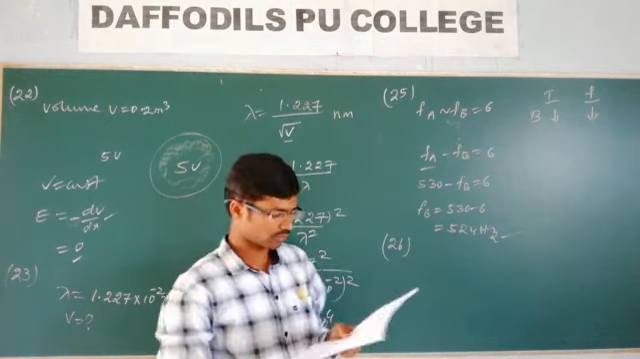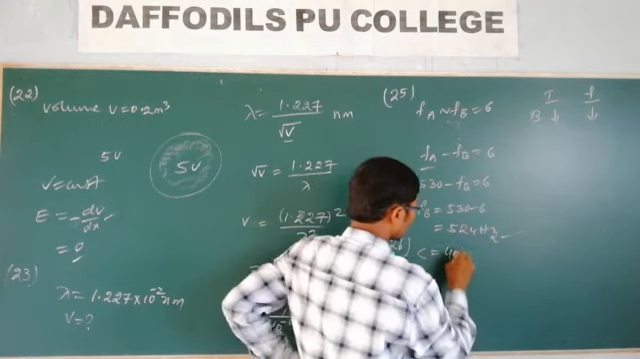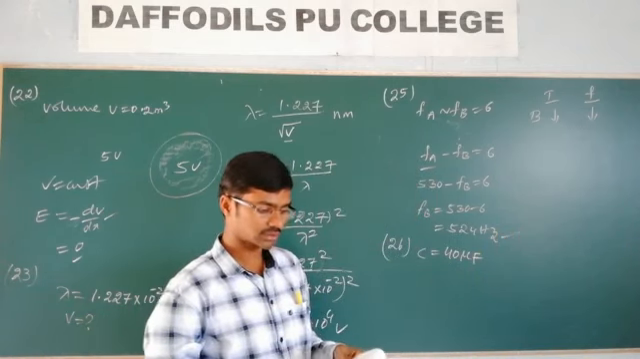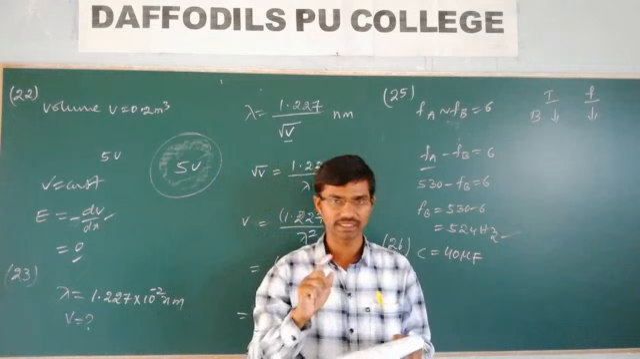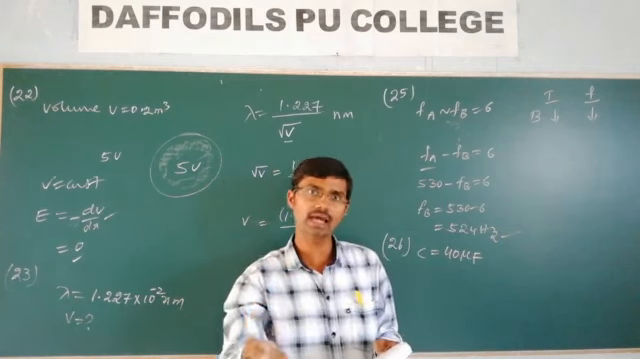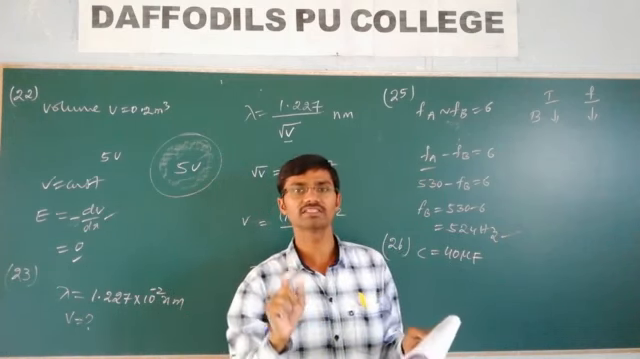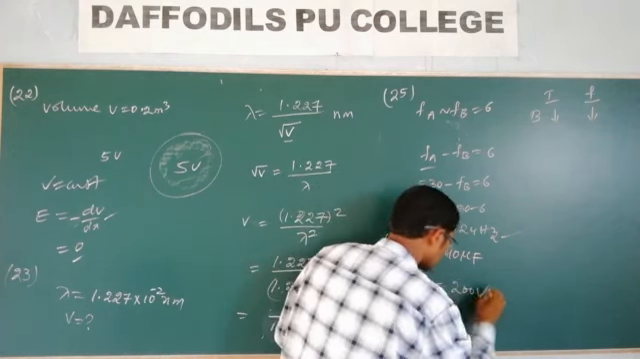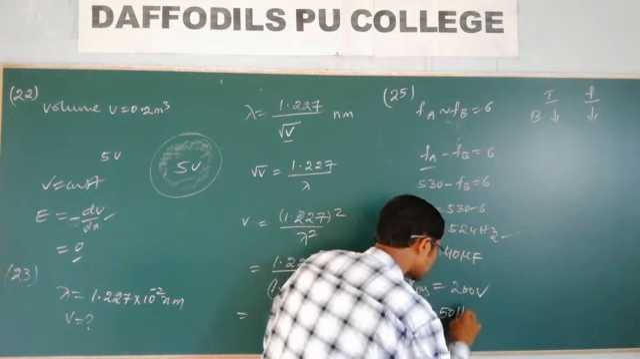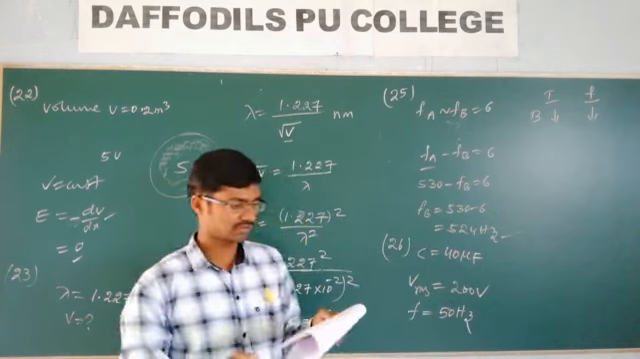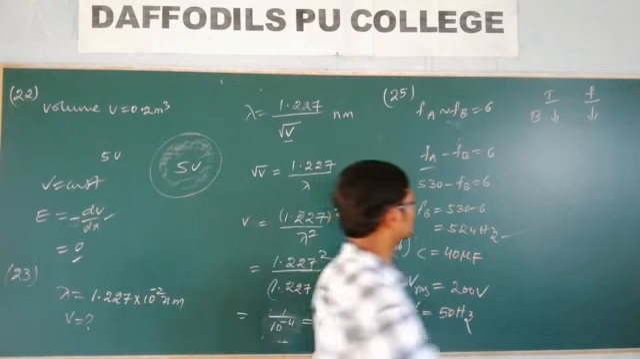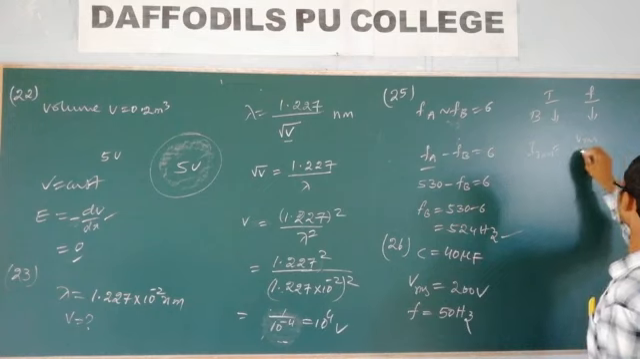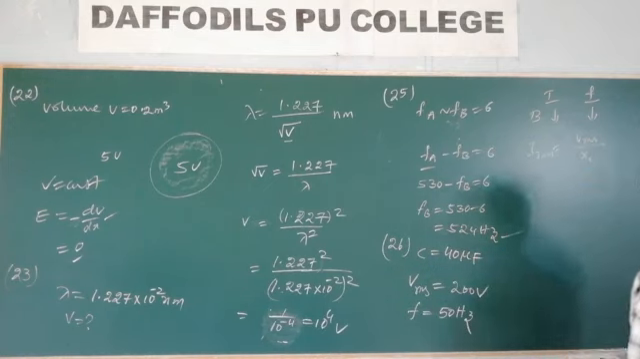If a 40 microfarad capacitor is connected to a voltage and frequency supply, we need to find the RMS value of current. A 40 microfarad capacitor, C value is given as 40 microfarad, and connected to a 200 volt, 50 Hz supply. But tell me, is 200 volt RMS or peak value? Nothing is mentioned, so it is RMS. Then V RMS is equal to 200 volt and frequency is given as 50 Hz.